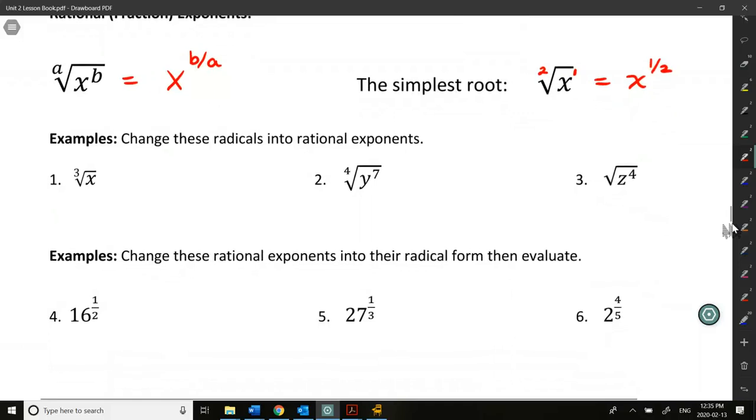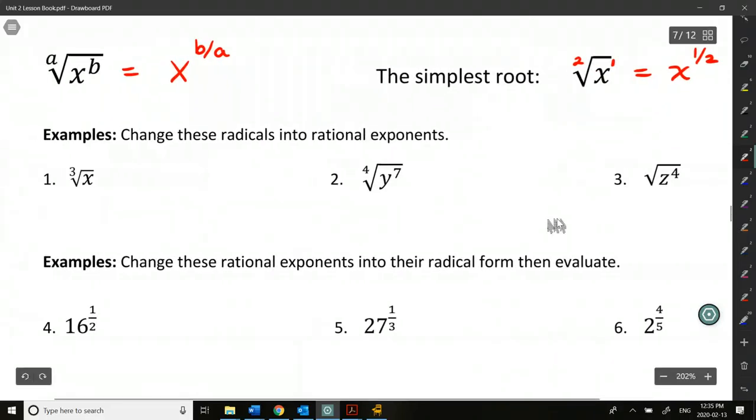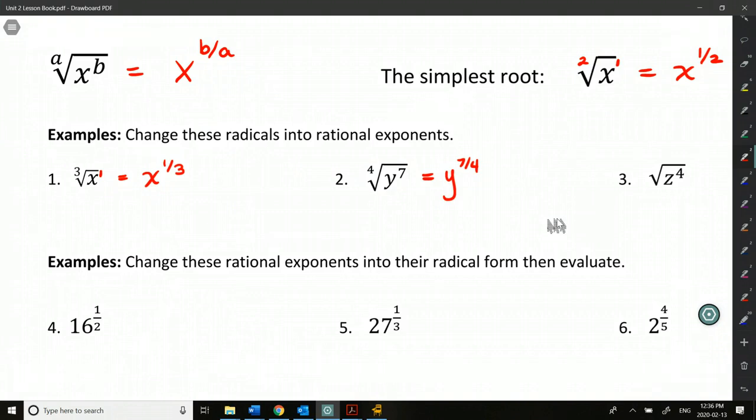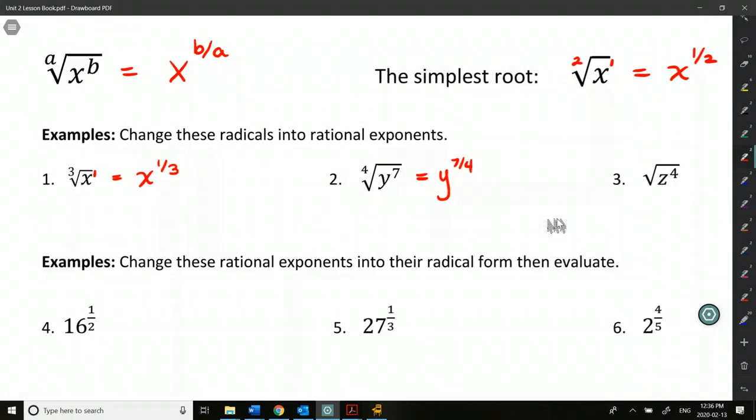Okay, so let's see if we can change these guys into rational exponents here. So imagine that there's kind of an exponent 1 on your x. If I go to express this as a rational exponent, it will be to the exponent 1/3. Someone want to do 2 for us? Charlie? Perfect. Okay, and 3? Who wants to do that one? Lauren?